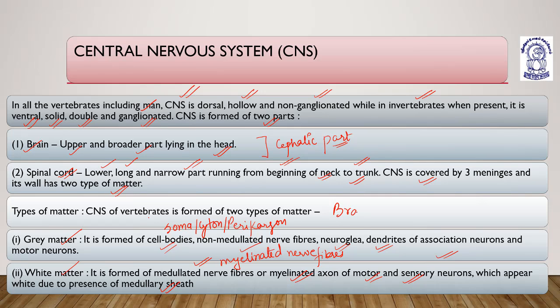In the brain, gray matter is outside and white matter is inside. While in the case of the spinal cord, because of crossing of fibers, the gray matter is inside and white matter is outside.